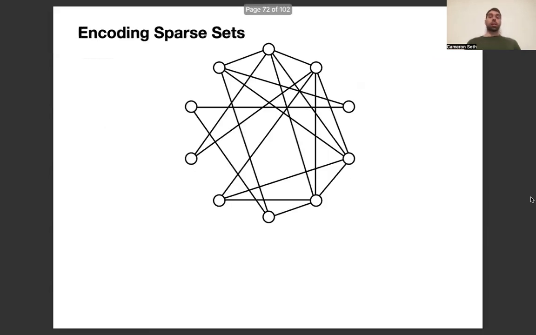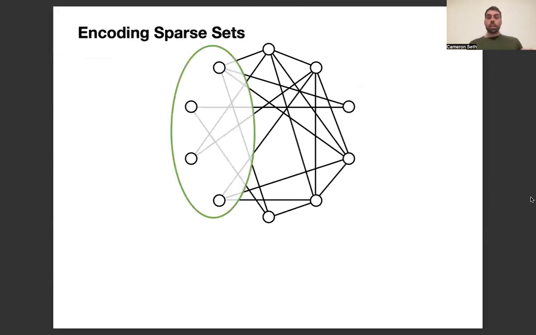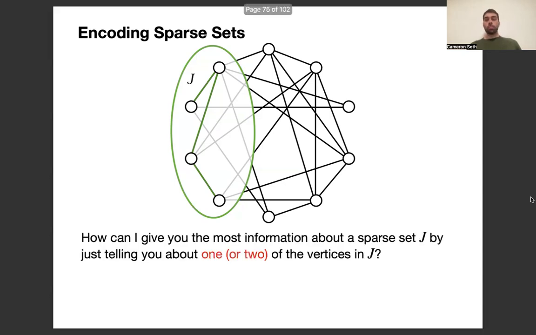So let's go back to this encoding idea. Before, recall that there was an independent set, and I was trying to tell you about this independent set by sending one vertex. But this time, let's pretend we have a sparse set. So let's consider the set J, for which there are not too many edges, and I'm going to try to tell you about this set by telling you only a small number of vertices. And remember, this time the goal has changed. We're not trying to get full containment in these containers. We're just trying to get that the set is mostly contained.